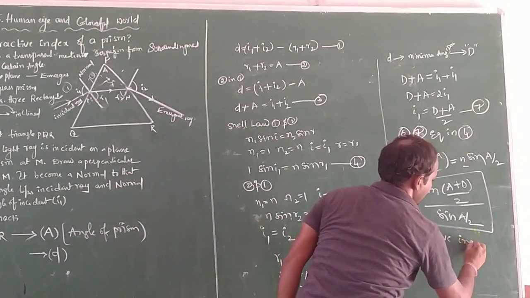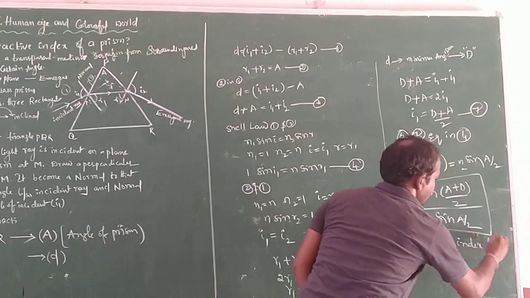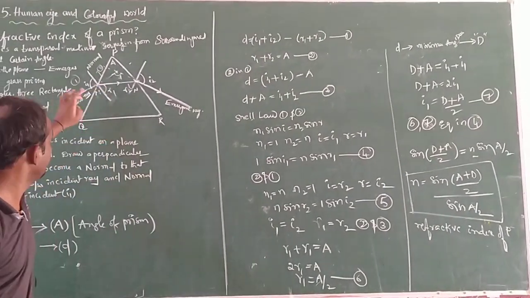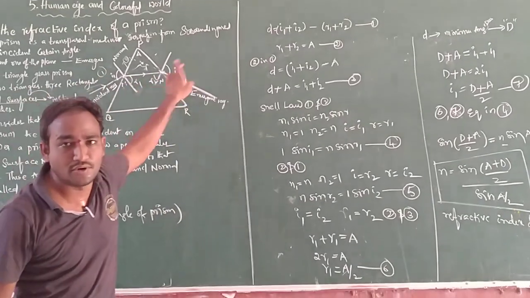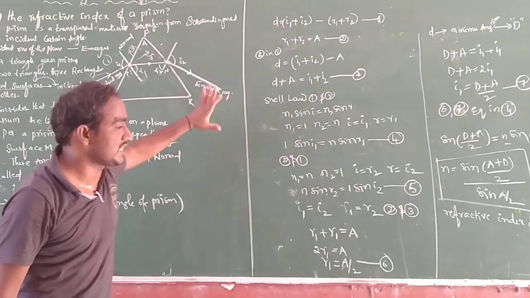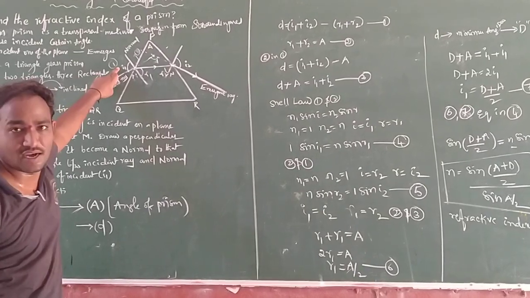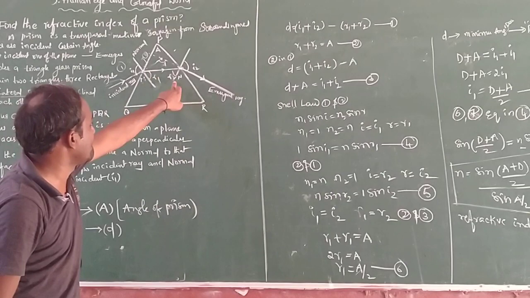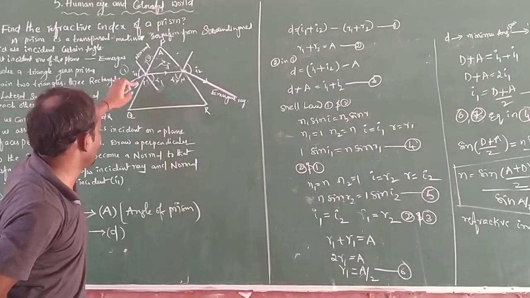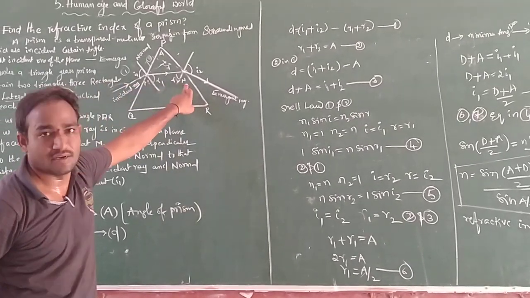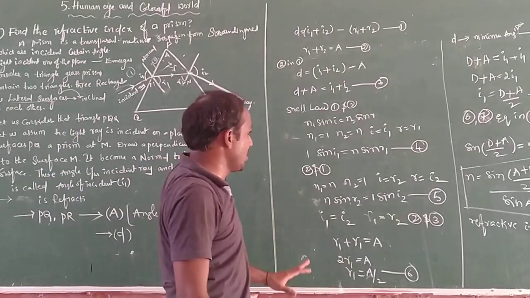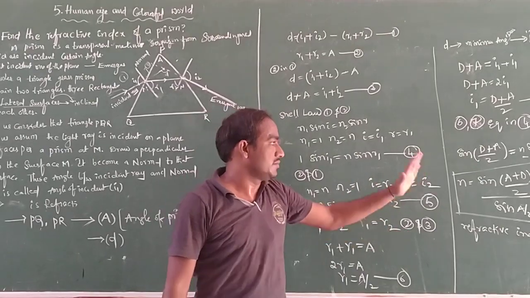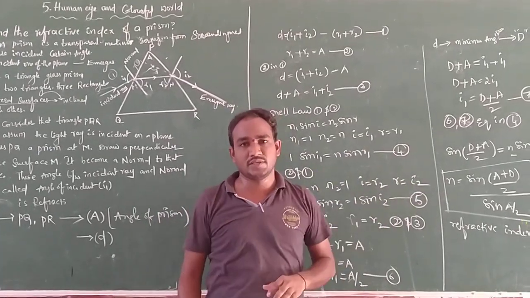This is a very important topic. According to this diagram, the ray goes from air to prism, and prism to air comes out. So i1 is the incident angle, i2 the emergent angle, r1 and r2 the refraction angles, at position M and position N. This is a very important topic based on the refractive index of the prism. They will ask problems. So, thank you.